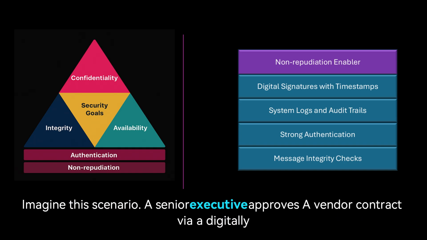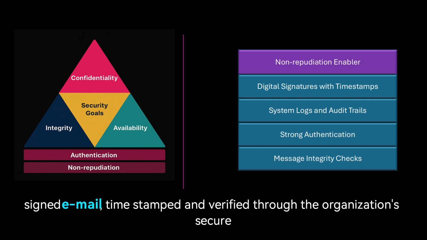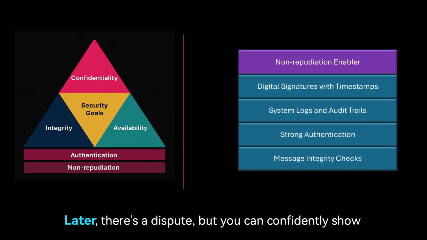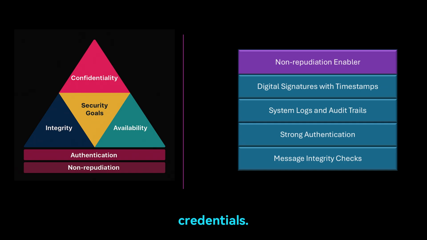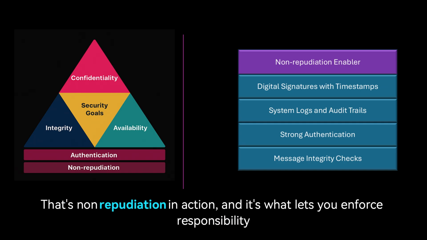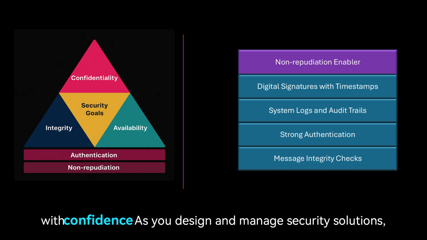A senior executive approves a vendor contract via a digitally signed email, time-stamped and verified through the organization's secure signing system. Later, there's a dispute, but you can confidently show that the approval originated from their account at a precise time using verified credentials. That's non-repudiation in action, and it's what lets you enforce responsibility with confidence.